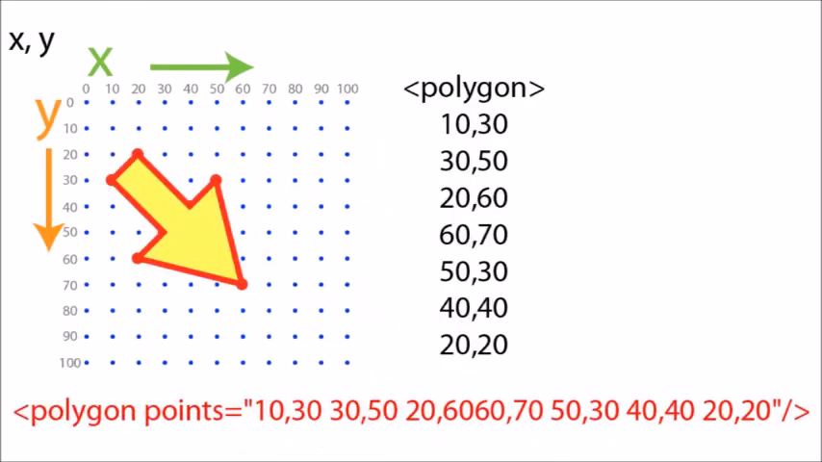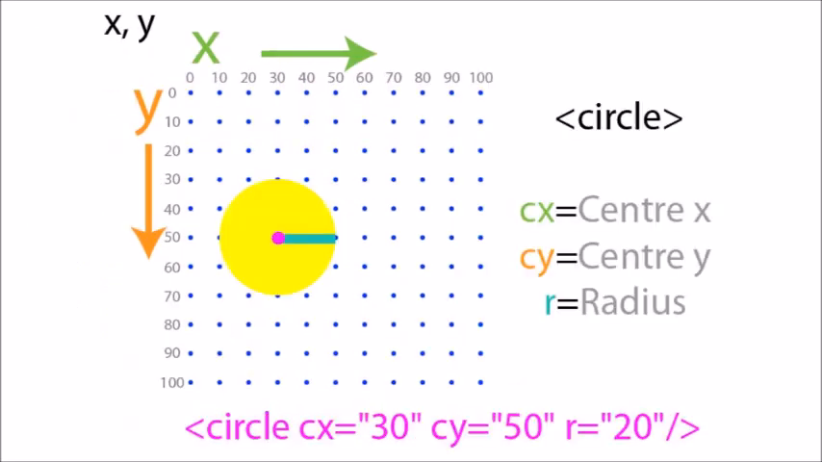For the polygon, the last XY value is automatically joined to the first XY values to close the shape. And so these points draw us an arrow. And for the circle, the CX value is the X value where the center will be positioned, and CY value is the Y value of the center point. Then R is for the radius length. So you can see the CX, we go over 30, and then for the CY, we come down 50, and then the radius is 20 pixels.